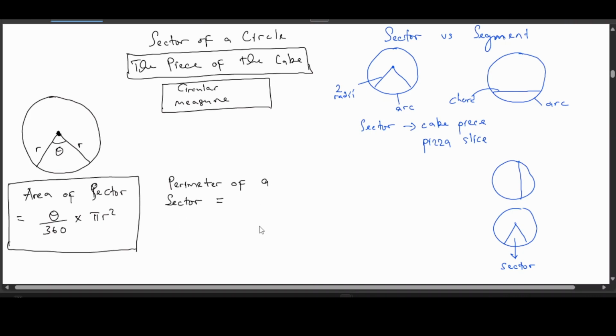It is equal to... So the perimeter of a sector is a bit tricky, but I'm going to show you. Firstly, we define the sector as theta over 360 degrees, and then we multiply it. What is the perimeter of a circle that we know? 2 pi r. But it does not end there.